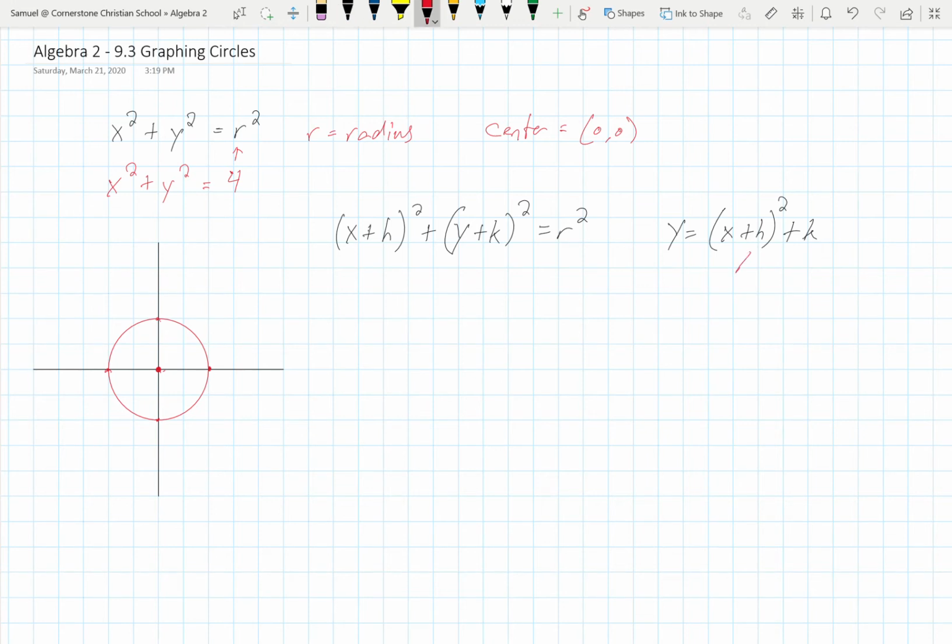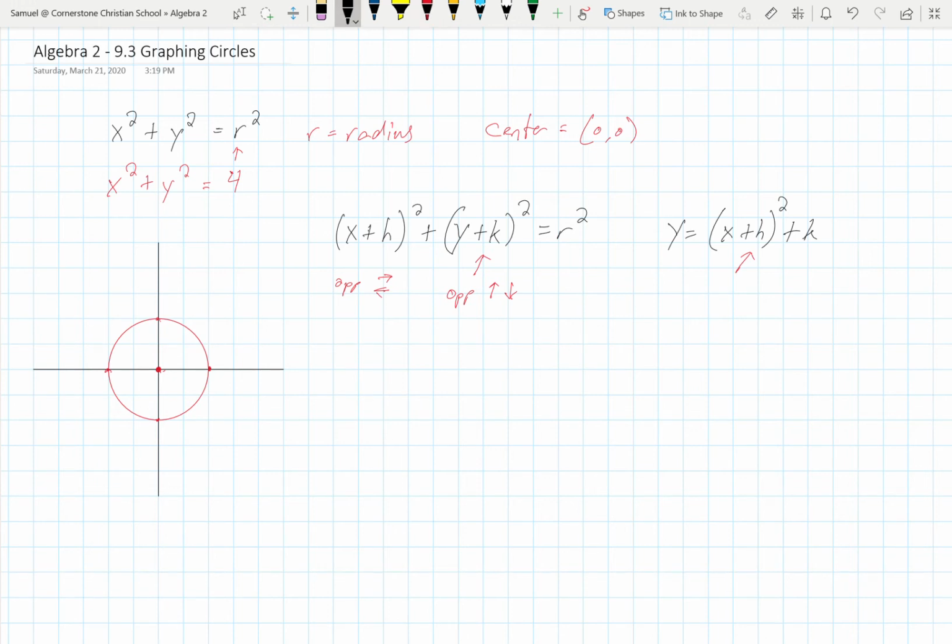this h here, since it's inside the parentheses, I'm talking about the opposite of it is going to be affecting my circle. So if it is a positive 2, it's actually moving to the left 2 units. If it's a negative 5, it's moving to the right 5 units. And again with this k, it's also the opposite here that goes up or down. So the h here is going left or right. The k is going to change it up or down.